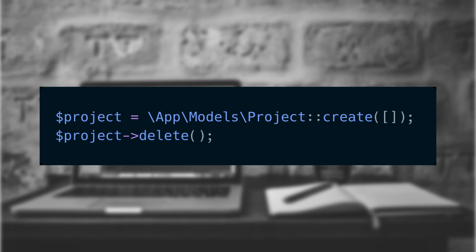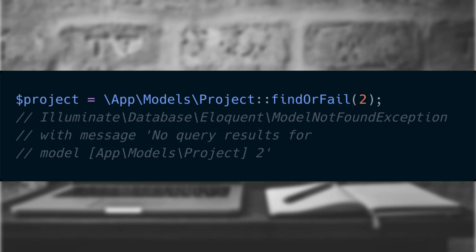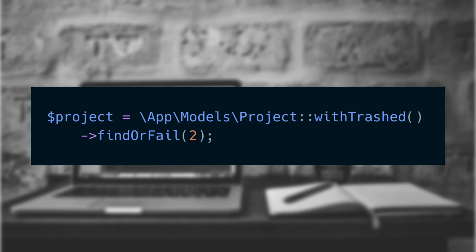Finding a deleted model. What happens when we delete a model and need to find it later? First, let's set up a new project and soft delete it. When we attempt to find the model using the find or fail function, we'll receive a model not found exception. This is because the soft deletes trait is removing those deleted results. To get around this, we need to call the with trashed function before we call find or fail.